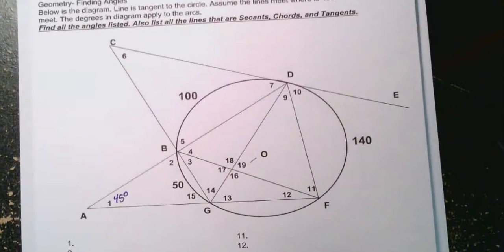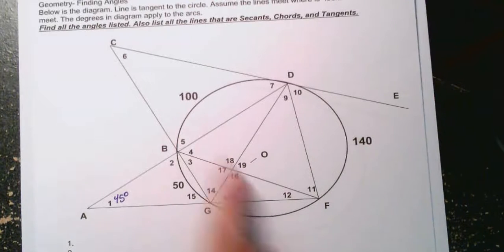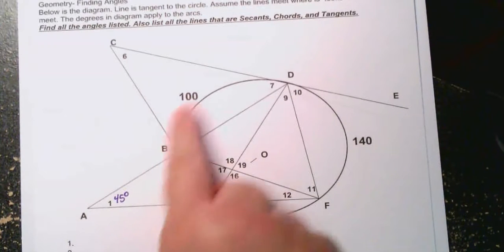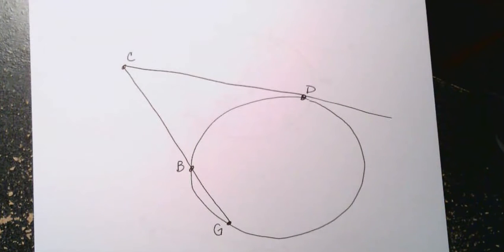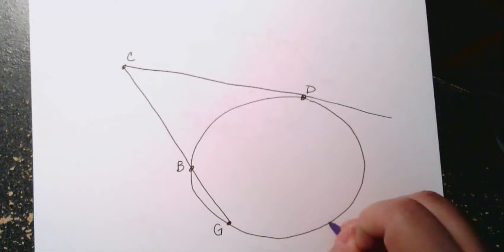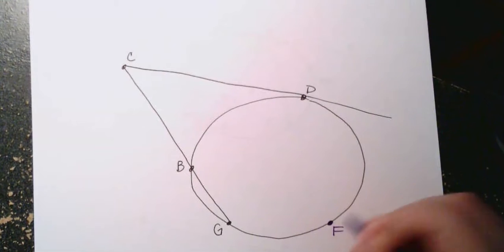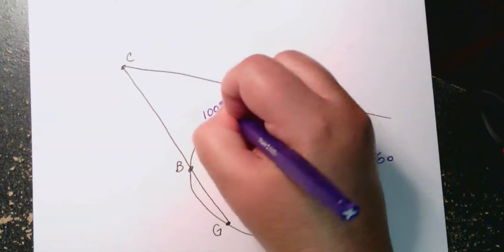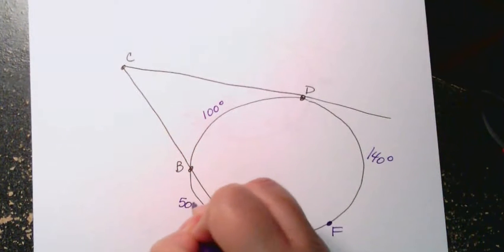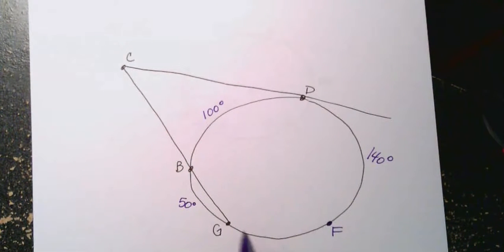So this is looking for angle C. And the 100 is here. That means from B to D is 100 degrees. From D to F is 140. And from B to G is 50. So I need to put that on here. So here's F, 140 here, 100 here, 50 here. I don't know this part.